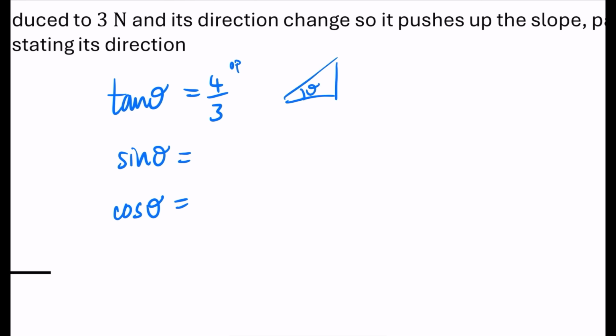We know that this is the opposite and this is the adjacent. So the opposite is 4 and the adjacent is 3. When you do Pythagoras with this, we know it's a 3, 4, 5. So sine theta is the opposite divided by the hypotenuse, which is 4 over 5. Might be more useful in decimal form. And cos theta is the adjacent over the hypotenuse, which is 3 over 5, or in decimal form 0.6.